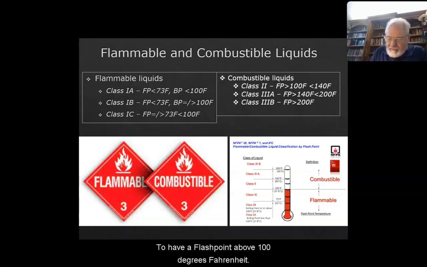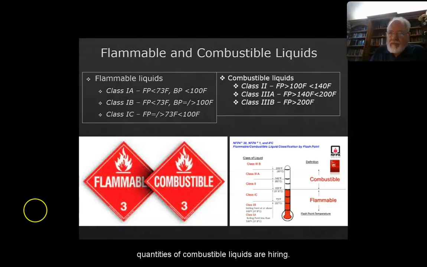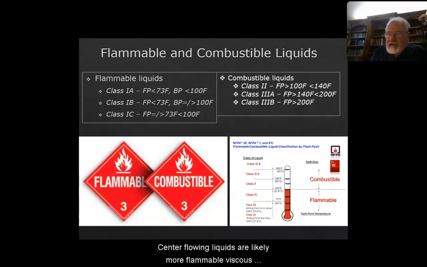Class 2 have a flash point above 100 degrees Fahrenheit, but below 140 degrees Fahrenheit. Class 3A has a flash point above 140 but below 200, and Class 3B has a flash point above 200 degrees Fahrenheit. Permitted quantities of combustible liquids are higher than flammable liquids. Thinner flowing liquids are likely more flammable. Viscous liquids are likely more combustible.